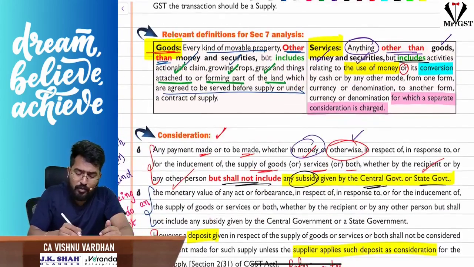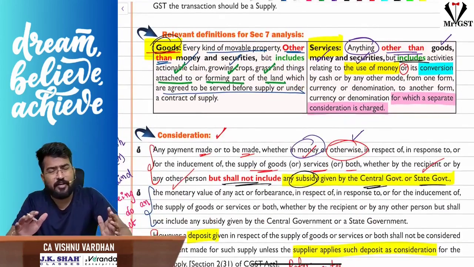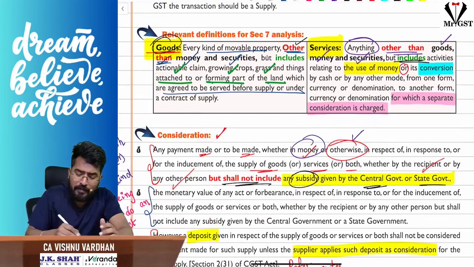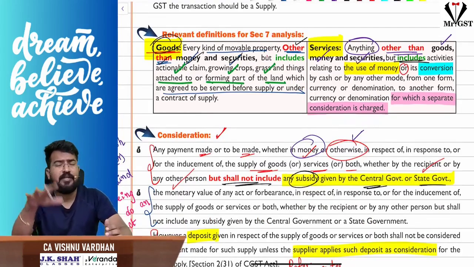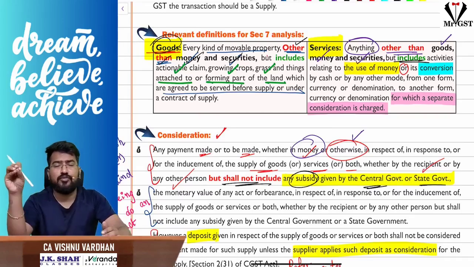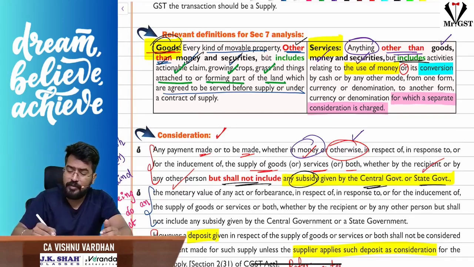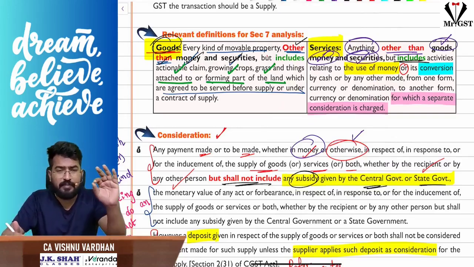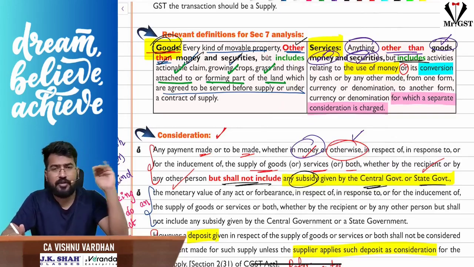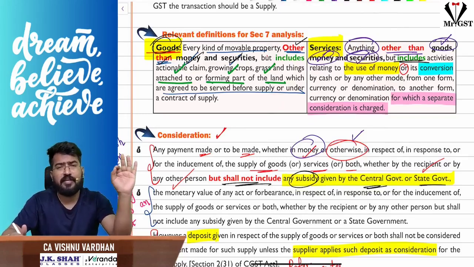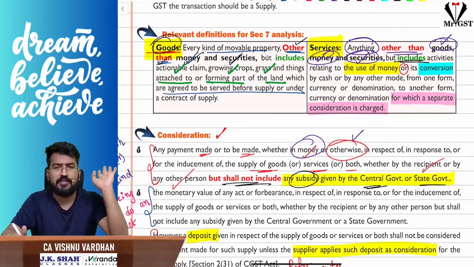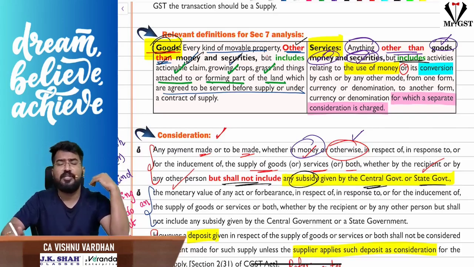What do you mean by goods? Goods means every kind of movable property, but other than money and securities. That means if you are dealing with money or securities, shares, debentures, bonds, all that stuff, it is not goods. The services definition also excludes goods, money and securities. Money and securities are not goods and not services, so if you are dealing with money or securities, no GST. If I give you 1000 rupees and you give me 1000 rupees back, it is not goods, not service.